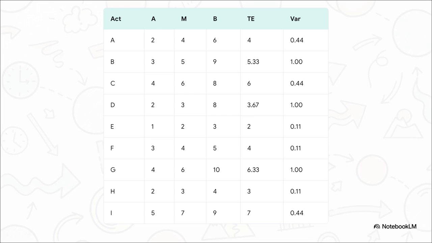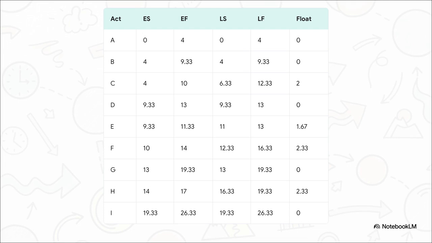By running each task through our expected time and variance equations, our matrix really starts to fill out, and we can immediately see which tasks carry the most uncertainty. Take a look at the variance column for tasks B, D, and G. They all have a variance of 1, which is the highest on the board. As a project manager, those are your massive red flags. Those tasks have a really wide spread between best and worst case scenarios, and they absolutely need to be monitored closely.